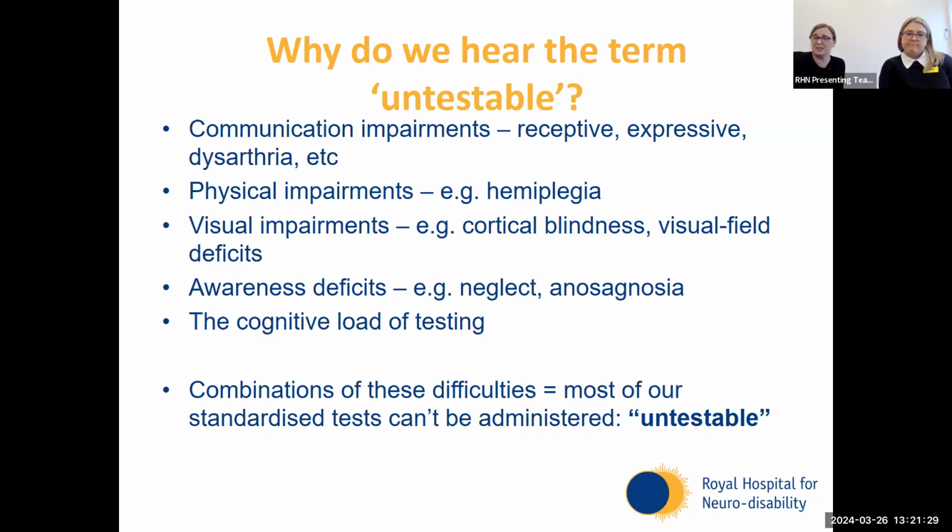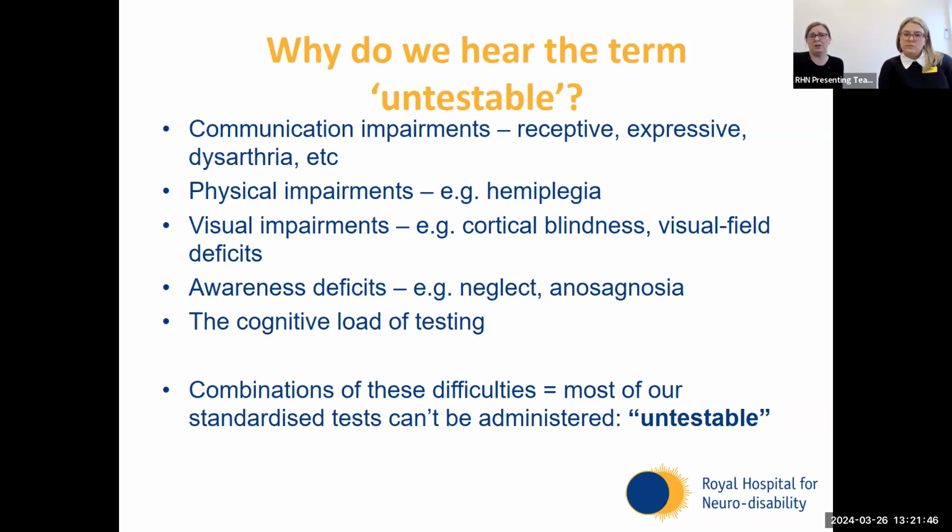So combinations of these difficulties, which is what we see in most of our patients, means that most of our standardized tests can't be administered at all. And this is where people use this word untestable. We hear it a lot from colleagues, outside of our organization, that these patients cannot be tested.